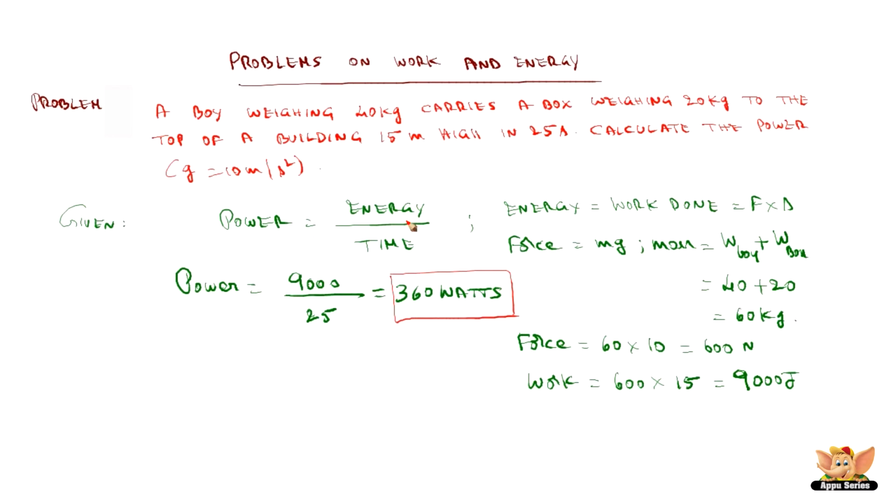So we first find the power equation, energy by time, and energy is nothing but work done. The work done equation is F into S. So we find the force. Since the man is carrying the weight, the total weight is the mass. So we find out the force, and then on substitution we get power as 360 watts.